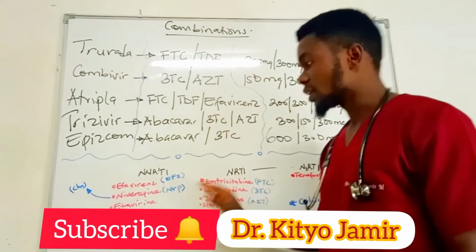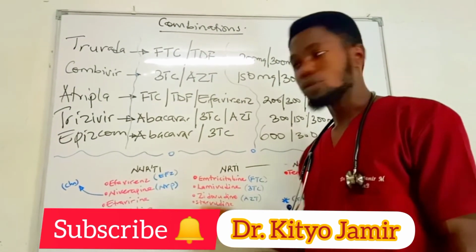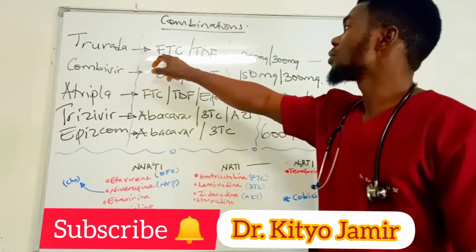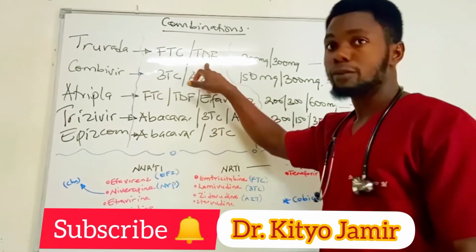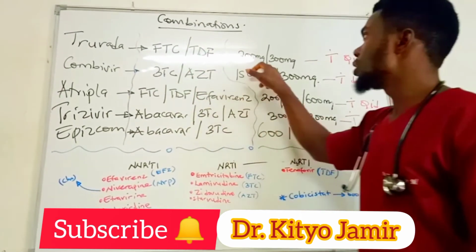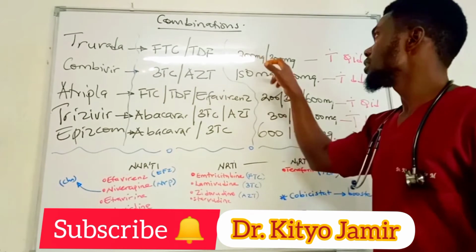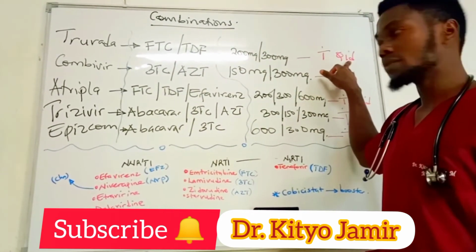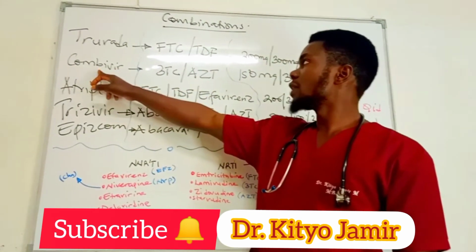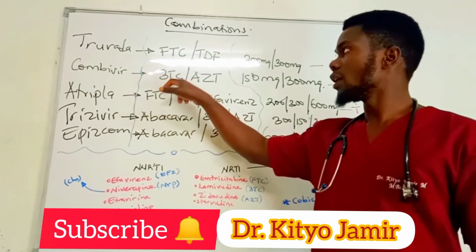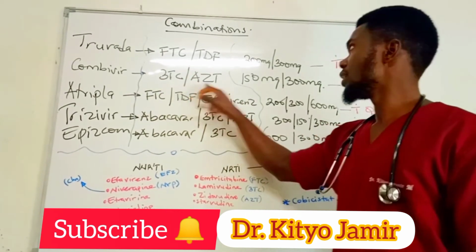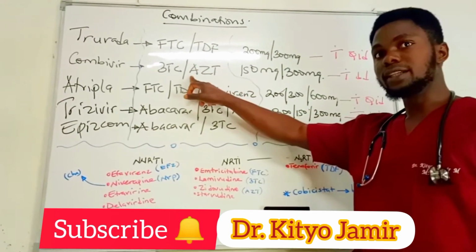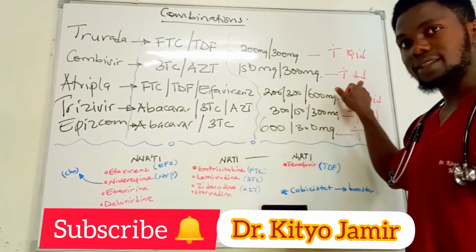These drugs normally come in combinations. And the common combinations: we have Truvada, which is a combination of emtricitabine and tenofovir. We have 200 milligrams of emtricitabine and 300 milligrams of tenofovir. We give one tablet once daily. We have Combivir, which is a combination of lamivudine and zidovudine: 150 milligrams lamivudine, 300 milligrams zidovudine. We give one tablet twice daily.